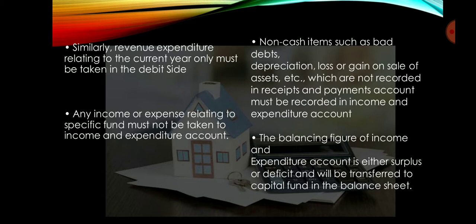Any income or expenses relating to a specific fund must not be taken to income and expenditure account. The non-cash items such as bad debts, depreciation, loss or gain on sale of assets, etc., which are not recorded in receipts and payments account, must be recorded in income and expenditure account. The balancing figure of income and expenditure account, either surplus or deficit, will be transferred to capital fund in the balance sheet.